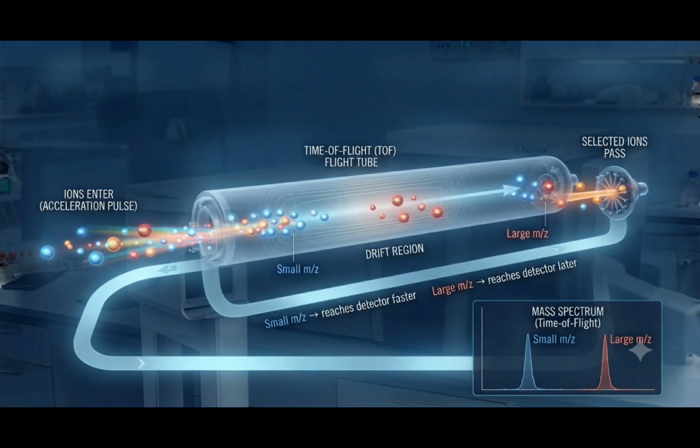Time of flight. Time of flight, or TOF, separates ions according to the time they take to travel through a flight tube. Ions are accelerated and given approximately the same kinetic energy. Lighter ions generally travel faster while heavier ions travel more slowly. The measured flight time is then used to determine the mass to charge ratio.